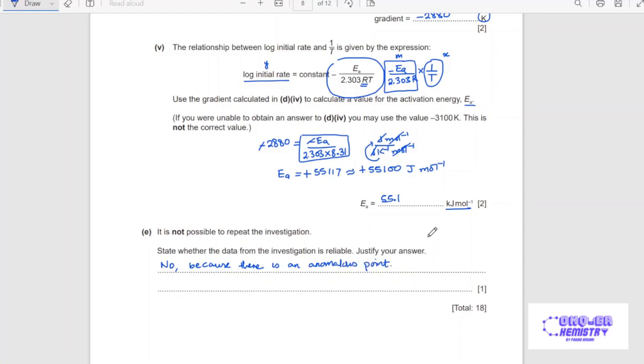All right, so that concludes paper 5, variant 2 of May-June 2022. So hopefully you have understood how to do a lot of things like drawing diagrams, doing calculations, rounding, drawing the graph, calculating gradient, identifying anomalous point, all that stuff that comes up a lot in paper 5.